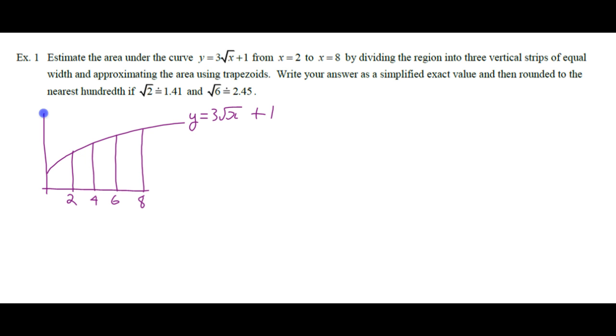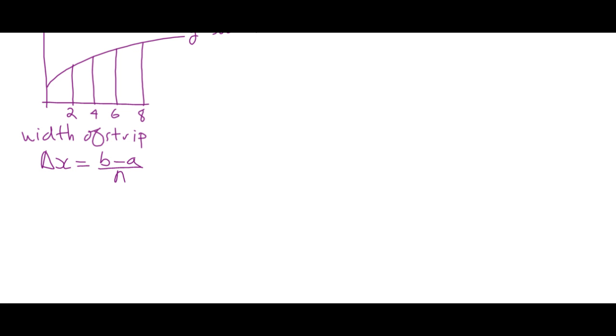So the first thing we should do is figure out the width of our strips. We figured it out, but let's formalize that. The width of a strip is 8 minus 2 divided by 3. Going more general, we're going from a to b, so the distance is b minus a. We'll call that delta x, and it's b minus a over the number of strips, n strips. For us, it's 8 minus 2 over 3, which is 2. So that's our delta x, our change in x. We're going from 2 to 4, 4 to 6, 6 to 8.